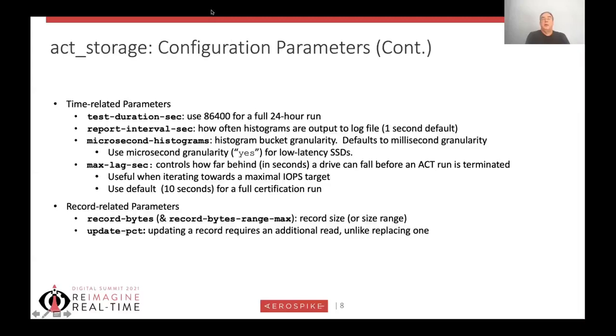The report interval is how often the histograms are output to your log file, and that is 1 second by default. There's usually not a good reason to change that. Likewise, the histograms are all expressed in milliseconds, but with some low latency SSDs, that's too coarse. You can override that with the millisecond histograms parameter.